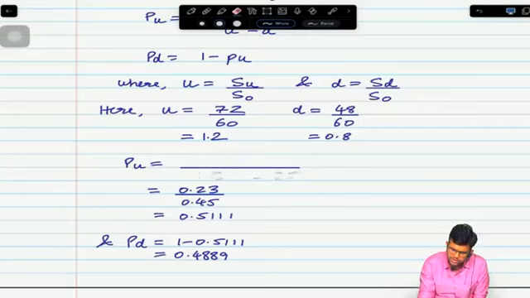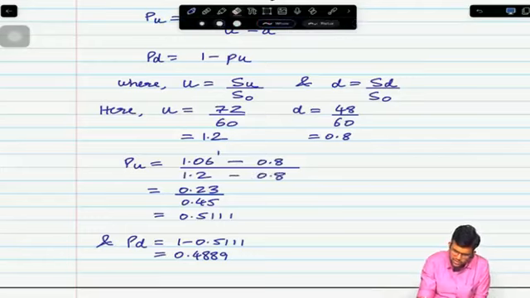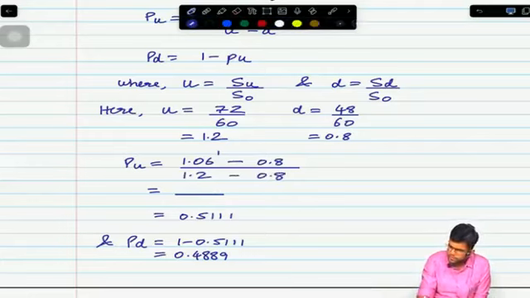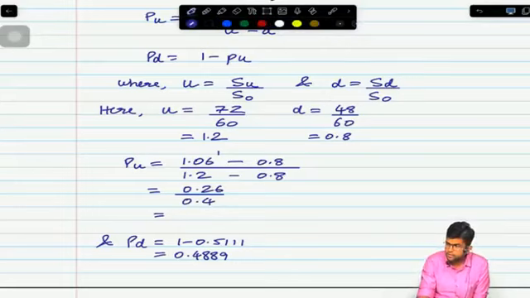What is the interest rate given to you? Risk-free rate 6, no? So can I say it will be (1 plus R) raised to n minus d, the whole upon u minus d. Get me the numerator, please. 1.06 minus 0.8 is how much? 0.26 upon 0.4, and that gives you a PU of 0.65. Two decimals, game over.